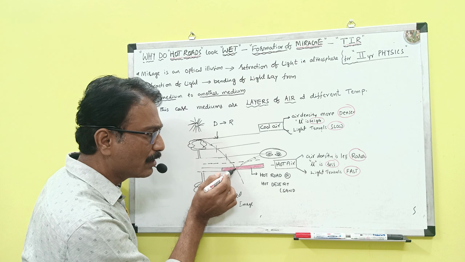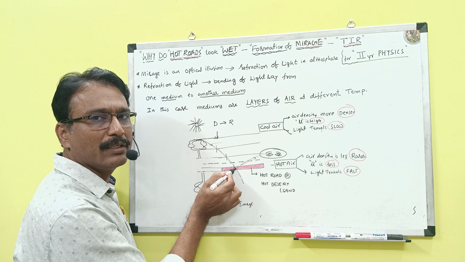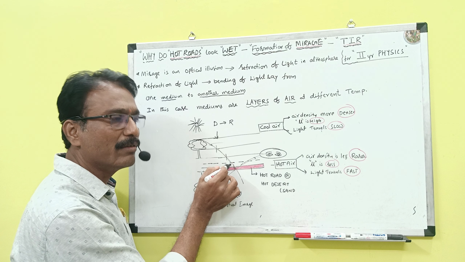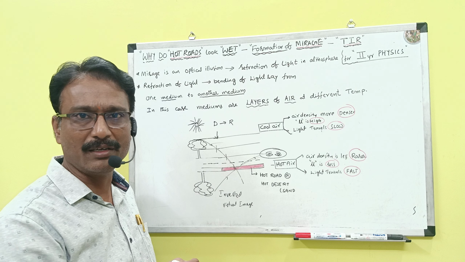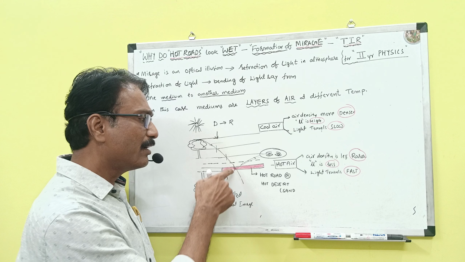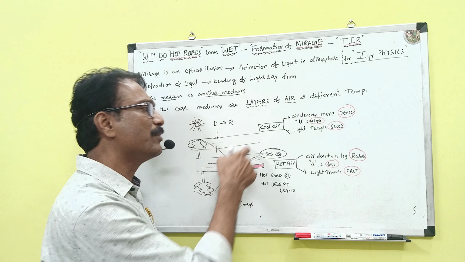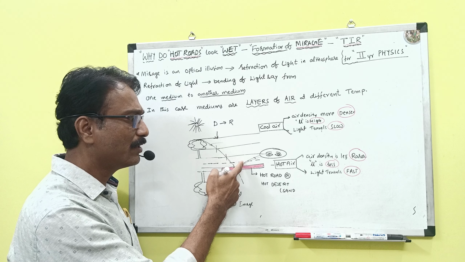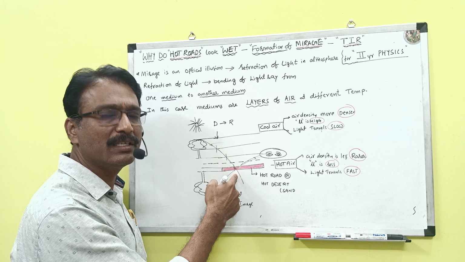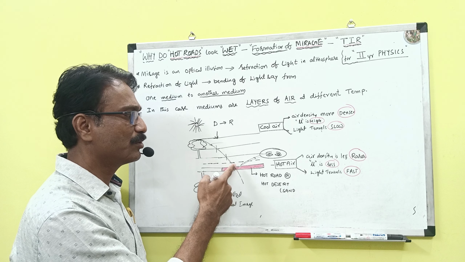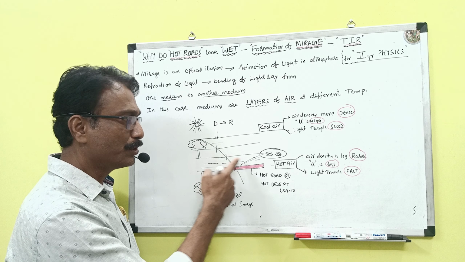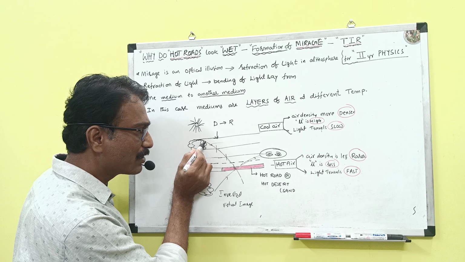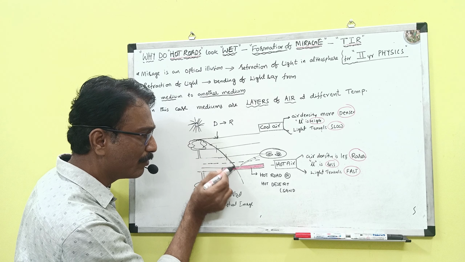When it reaches the ground level, the angle of incidence in the denser medium just above the layer is greater than the critical angle, so the ray is sent back into the same medium, that is the denser medium. Here the phenomenon of total internal reflection is formed. Due to this, the light ray cannot travel in a straight line, it travels in the form of a curved path.